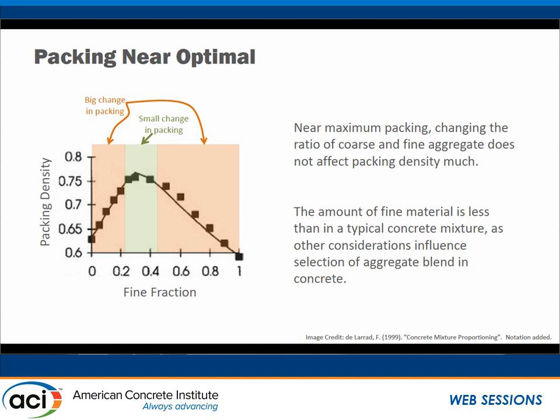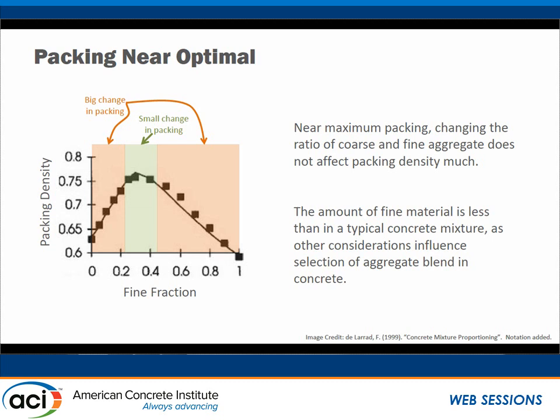But then when we get here to the maximum packing, we can observe two things. First of all, we can change the fraction of fine and coarse and not have a big effect on the packing density. It's pretty flat in this range. If we get precise and we pull out the optimal packing, we're at about 30% fine fraction, and most concrete mixes are going to be somewhere between 50 and 40% of the fine fraction. So a lot of times, it's a little coarser than what we would say is a good blend of aggregate for our workability requirements.